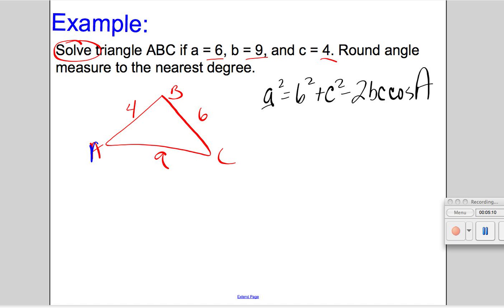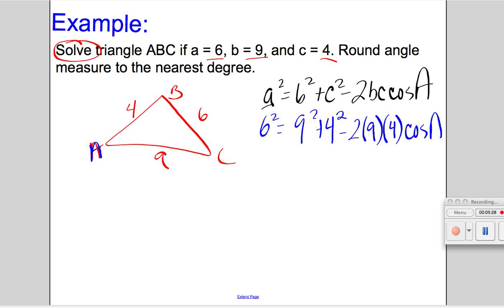It will give me angle A. Now I'm going to plug in all of the sides. In this case, I'm looking for the angle. I don't know angle A. I'm looking for angle A. So I'm going to punch in 6 squared equals 9 squared plus 4 squared. Again, the 9 and 4 are interchangeable, but the 6 is not because I'm looking for angle A. Minus 2 times 9 times 4 cosine of A.